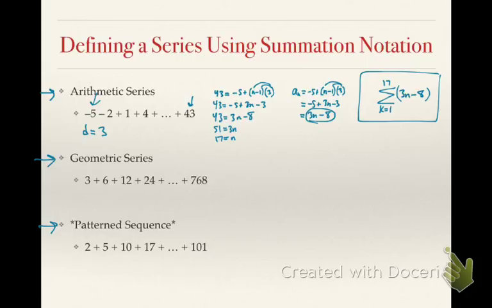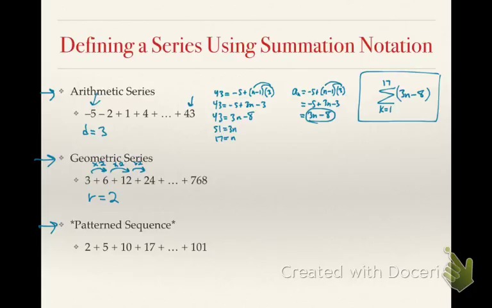For a geometric series, you want to do the exact same thing. First, note that the common ratio here is 2. You're multiplying by 2 each time, times 2, times 2, to get the next term in the sequence that we're adding up. So the common ratio is 2.